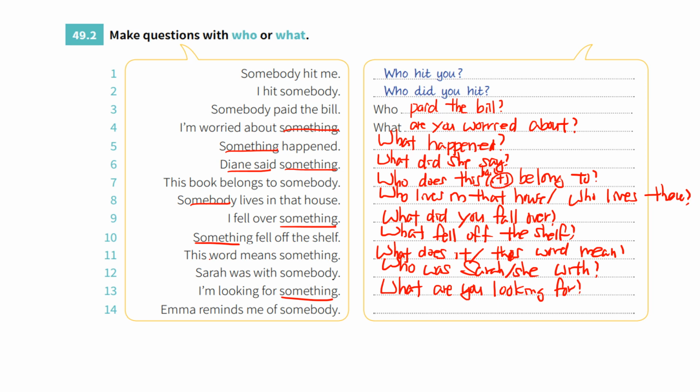And then finally, Emma reminds me of somebody. This is an object. Who does Emma remind you of?